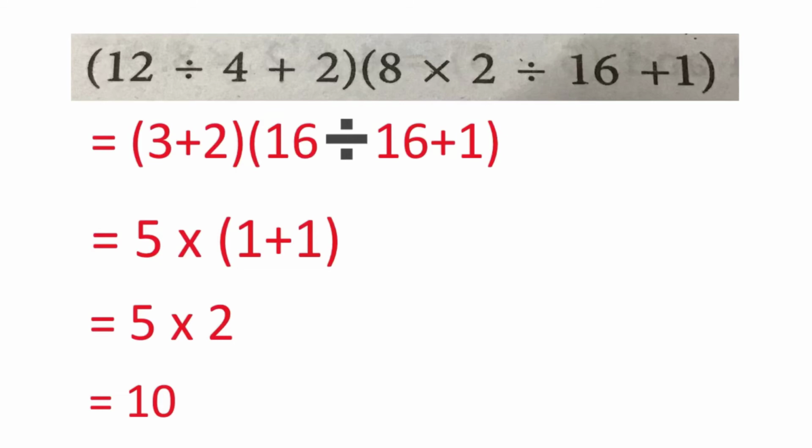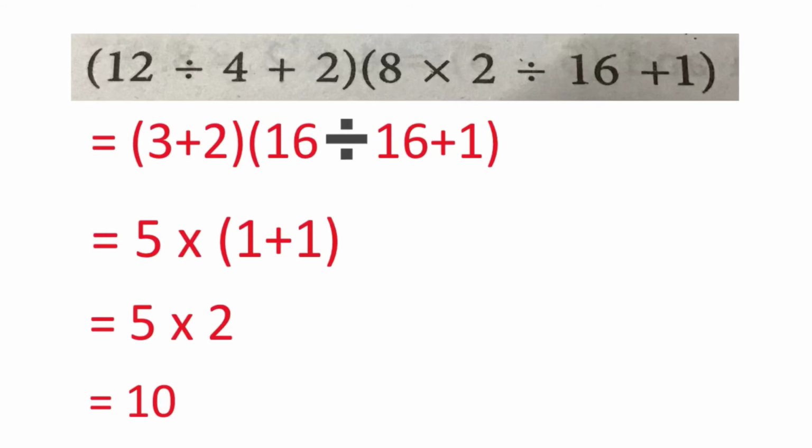The first bracket says 12 by 4 plus 2. What's 12 by 4? It's 3. So for now, the first bracket says 3 plus 2. Now moving on to the second bracket. From the order left to right, multiplication comes first. So let's do multiplication first.